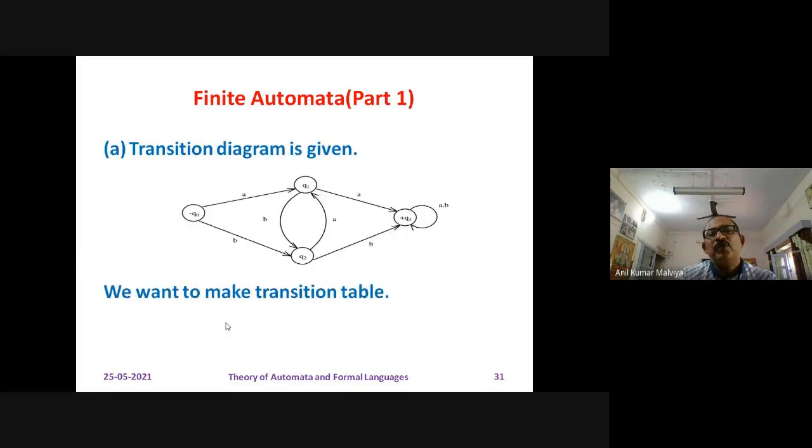Next, suppose a transition diagram is given and you want to make a transition table. The diagram is given and you want to make a transition table. So first of all, you make this transition diagram. Okay.